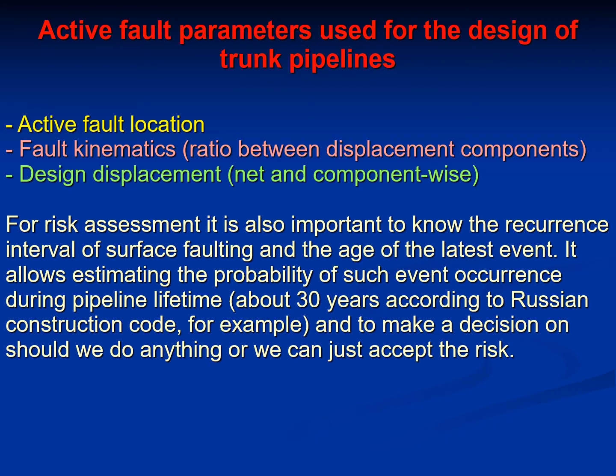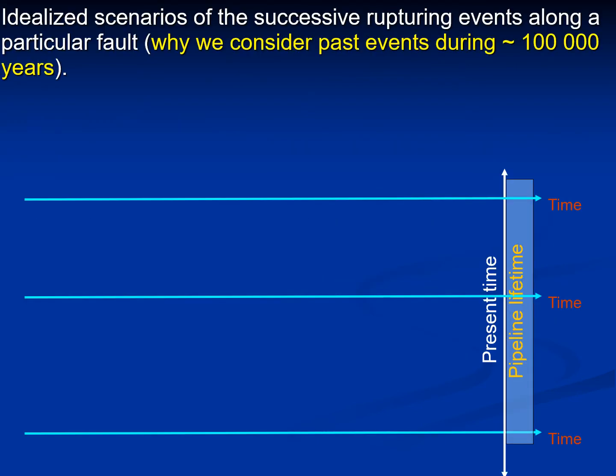It allows estimating the probability of such an event occurring during the pipeline lifetime, which is about 30 years according, for example, to the Russian construction code. These data allow us to make a decision on whether we should do anything, or we can just accept the risk.